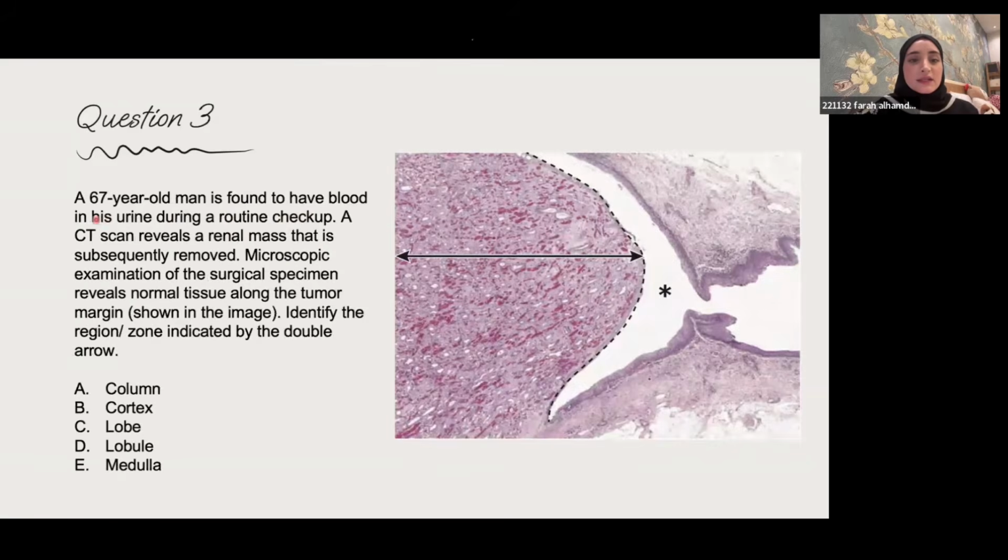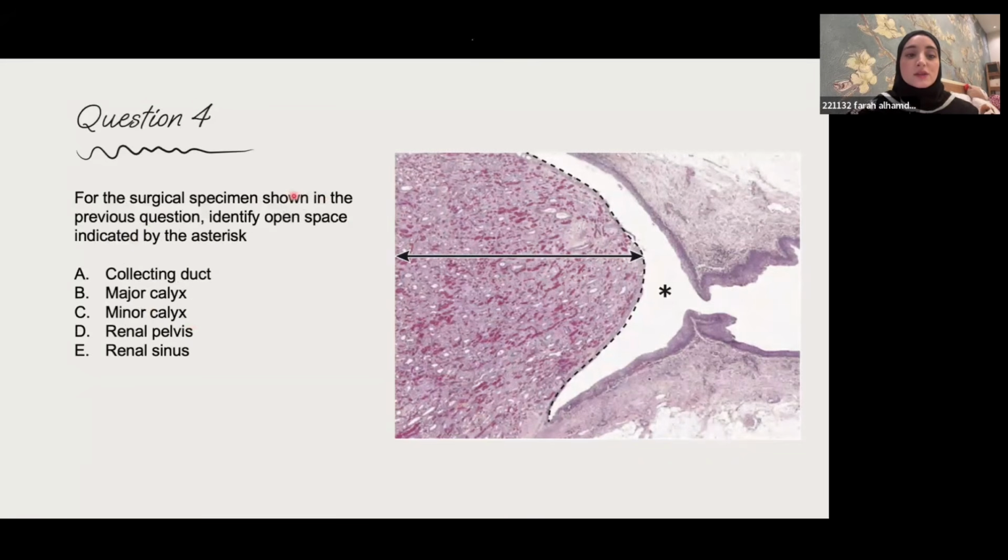A 67-year-old man is found to have blood in his urine during a routine checkup. A CT scan reveals a renal mass that is subsequently removed. Microscopic examination of the surgical specimen reveals normal tissue along the tumor margin. So this is normal tissue shown in the image. Identify the region or zone indicated by the double arrow. What is this region called? Yes, it's the medulla, because this is the papilla of the medulla.